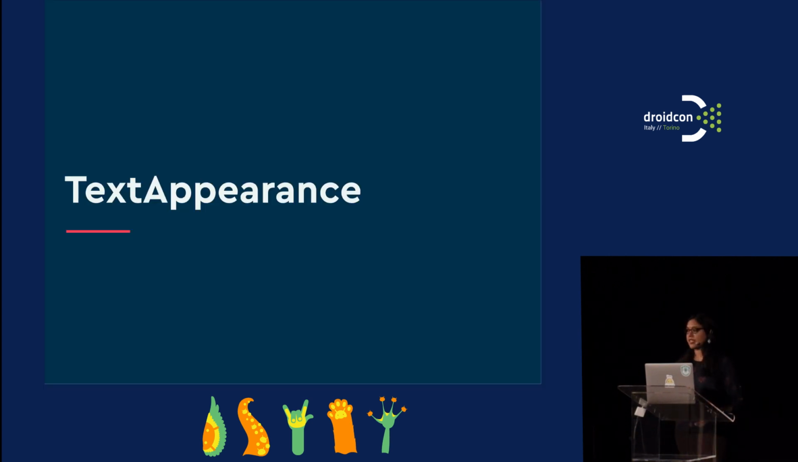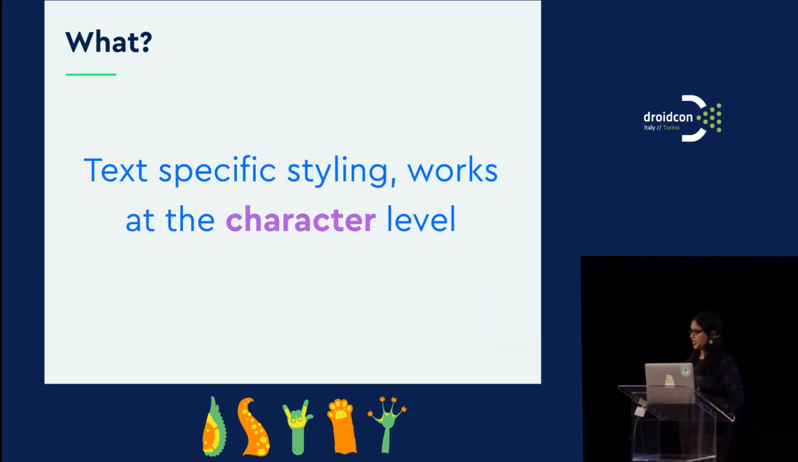Let's now learn about another styling technique called the text appearance. And this can be applied to a text view or any class that extends a text view, like buttons, edit text, etc. And it is essentially text-specific styling. And it works at the character level, so it does not care about paragraph level attributes, such as max lines, break strategy, line height, etc. And I know I have definitely put max lines in a text appearance before and been like, oh my god, why is this not working? Well, now we know.